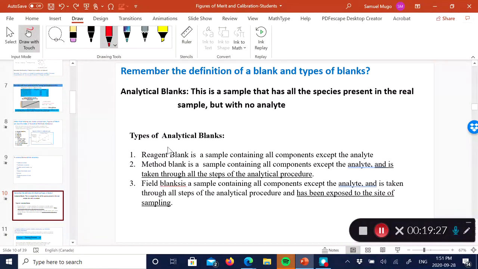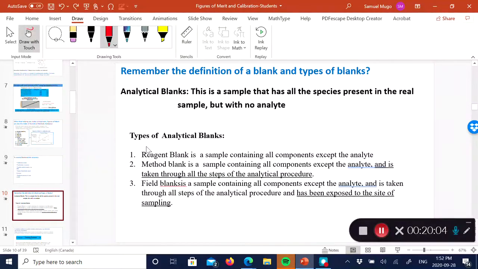So there's what they call the reagent blank. And this is a sample that contains all components except the analyte. Often, you just mix all the reagents that would be present in the sample, and you do the same with the blank, only that you do not include the analyte. The method blank, on the other hand, is where you take the reagent blank and take it through all the analytical steps that you take the real sample through.